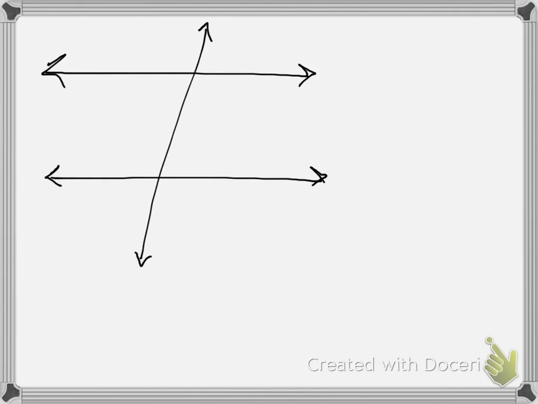Okay. If you remember, there are going to be various types of angles that we have within these parallel lines. So I'm just going to label these angles 3, 4, 5, 6, 7, and 8. All right. So what we need to discuss on this is the different types of angles.